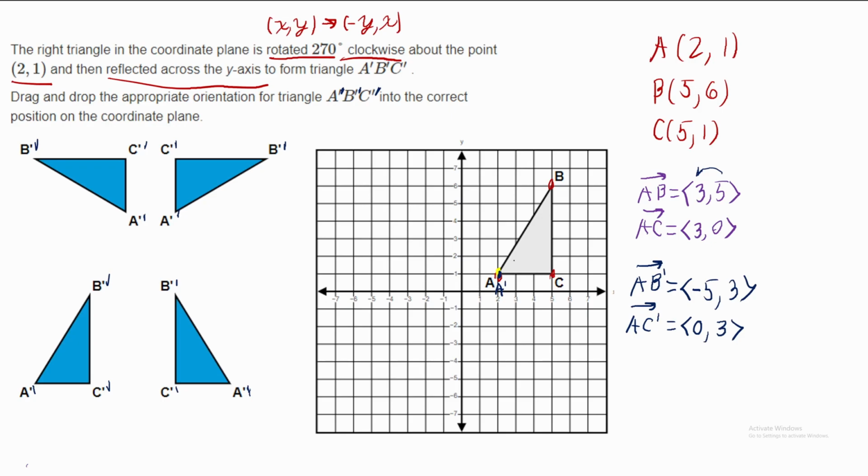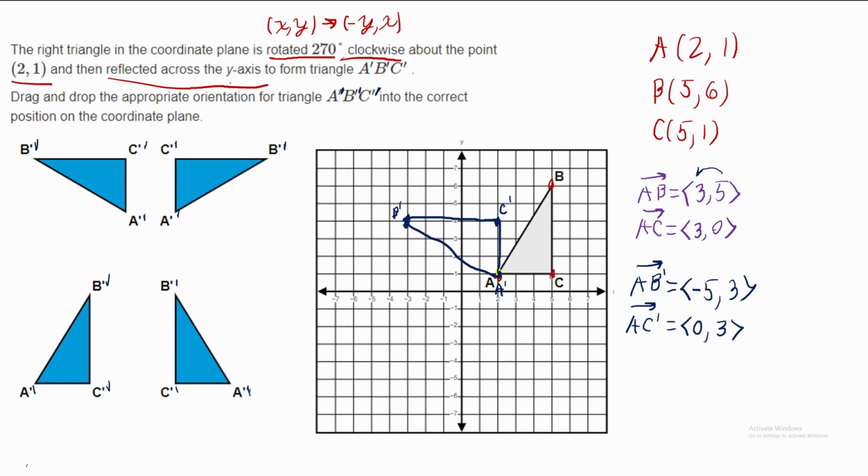And now we need to find our next 2 points. B prime, negative 5, 3 tells me 5 left, 1, 2, 3, 4, 5, and 3 up, 1, 2, 3. We're going to put that point right here, and that should be B prime. C is 0, 3, 1, 2, 3, and that should be C prime. And this was our rotation, 270 degrees clockwise, or 90 degrees counterclockwise.